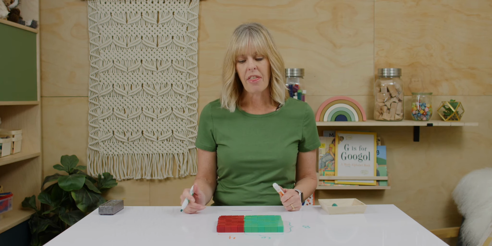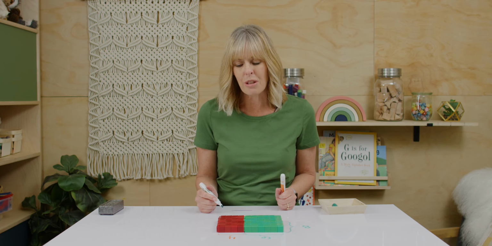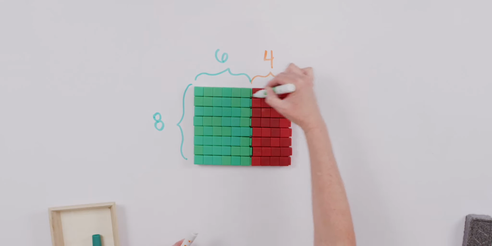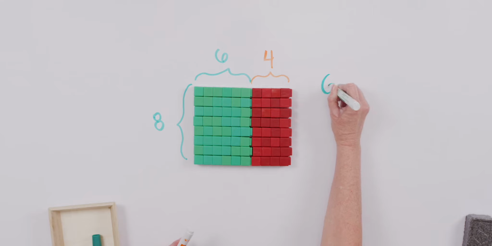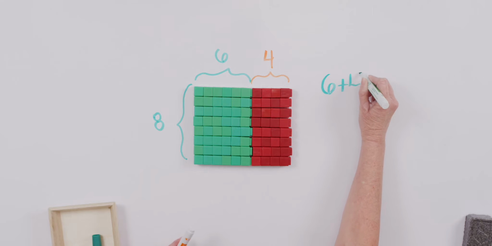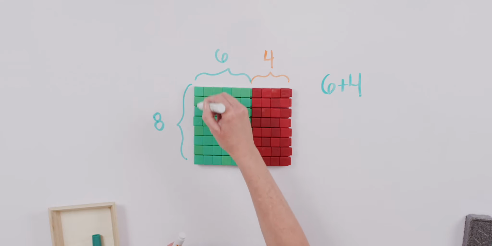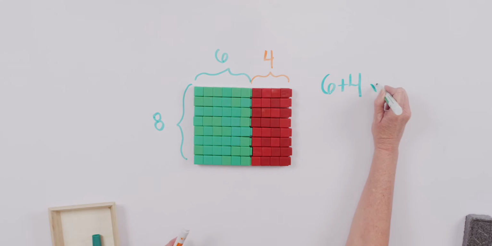I'm going to give you a second to think about that as you look at our model here. What would you do? How would you figure out the answer? Again, the question is, how many postcards does Brianna have in all? Great. So what we could do, we could add 6 and 4 together, and multiply it by 8 to get our answer.